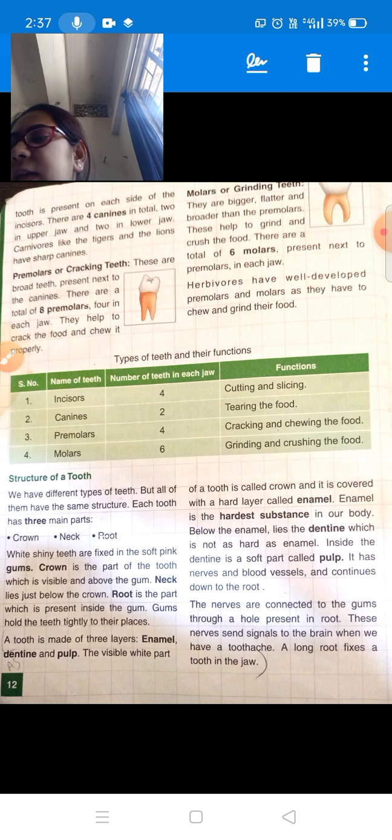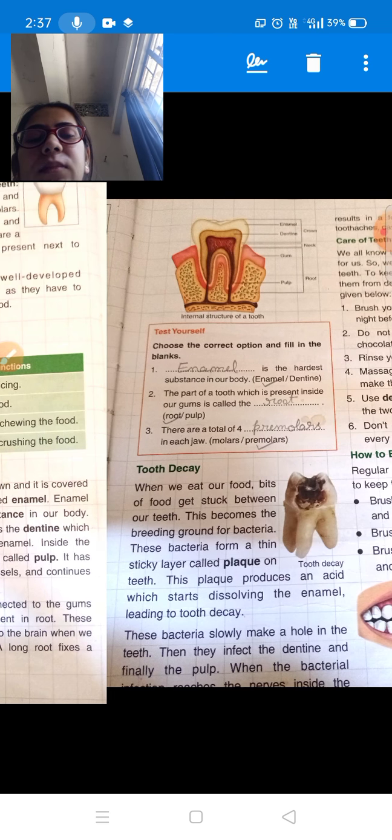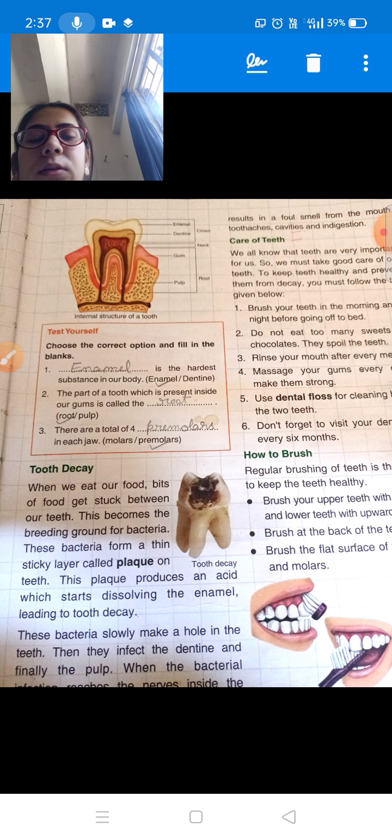Okay class, so today we studied the structure of a tooth. Next time we will study tooth decay.